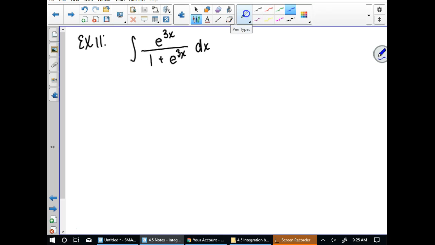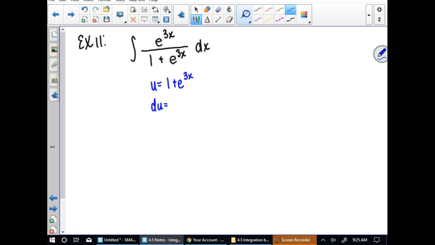Okay. So if you use e to the 3x, the derivative of that is going to be 3e to the 3x, and the 1 you can't really replace with anything. So use the denominator here for your u: 1 plus e to the 3x. So when you take the derivative of 1, what do you get?